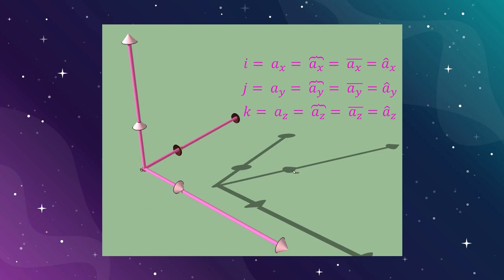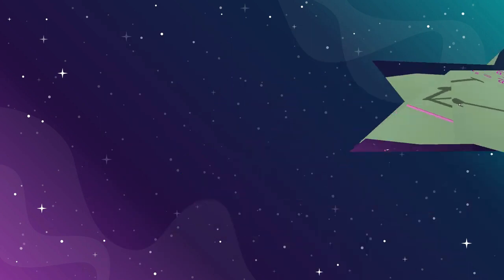The direction components are given by ax, ay and az. It is also written as ax bar, ay bar or az bar. In a few textbooks, it is written as ax cap, ay cap or az cap. But ultimately these are the directions. So how can we find the unit direction?